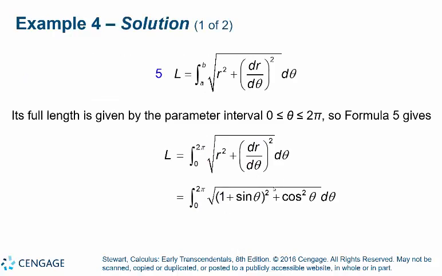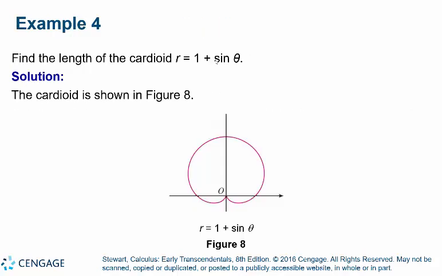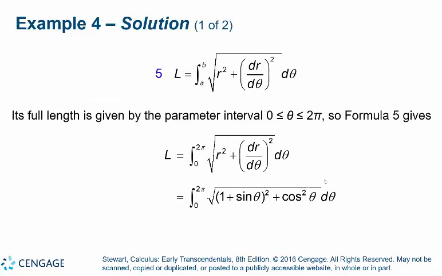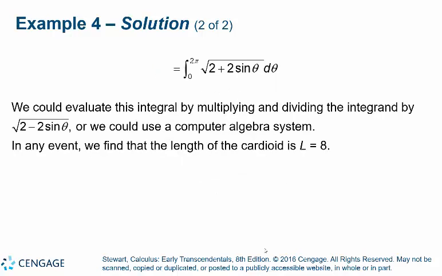All right, so the formula 5 that we have here, when you plug in here, it's going to be the integral from 0 to 2 pi, the square root of r squared. We're just going to put in the equation for r that you were given here. So dr d theta, obviously when you take the derivative of sine, you get the cosine, and then we're going to square it. So here, we just need to clean this up a little bit. When you clean up underneath the radical here, you get the integral from 0 to 2 pi, square root of 2 plus 2 sine of theta d theta.